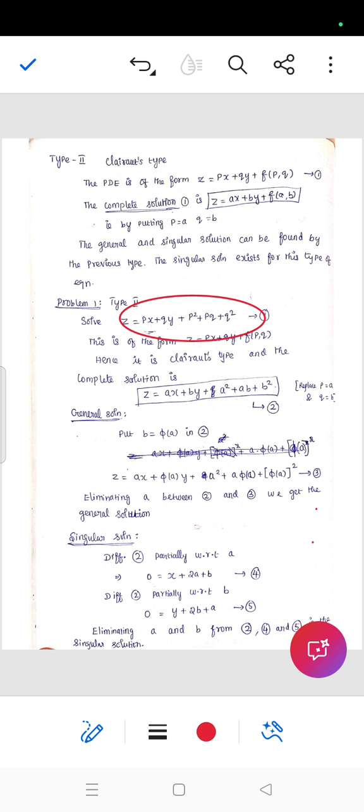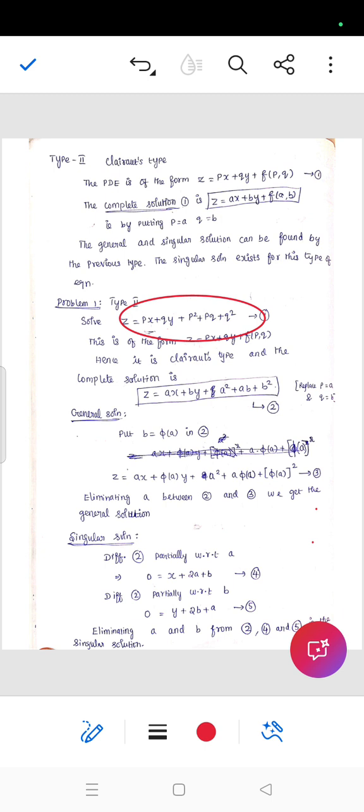Okay, and next step, so we have found out the complete solution. Next we have to find out the general solution. How do we obtain the general solution? Put b equal to phi of a. Here we have z in terms of two arbitrary constants, and putting b equal to some function of a, that is phi of a, equation 2 becomes z equal to ax plus phi of a into y plus a square plus a into phi of a plus phi of a the whole square.